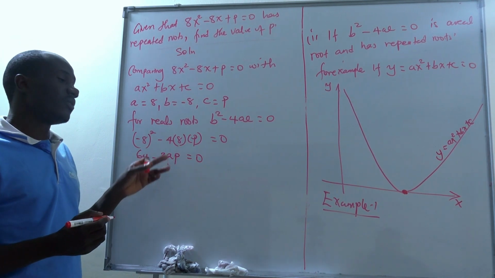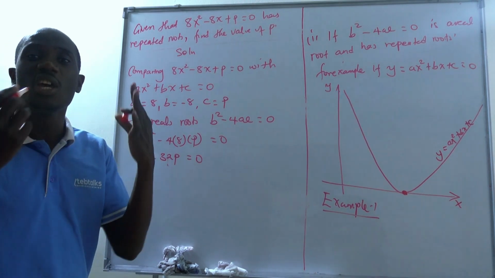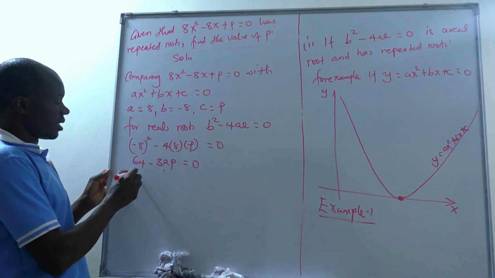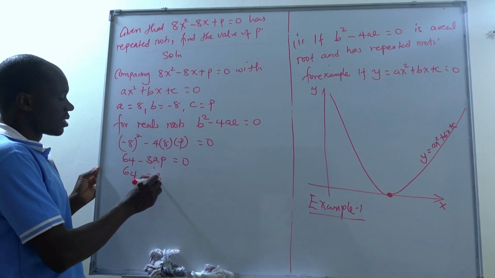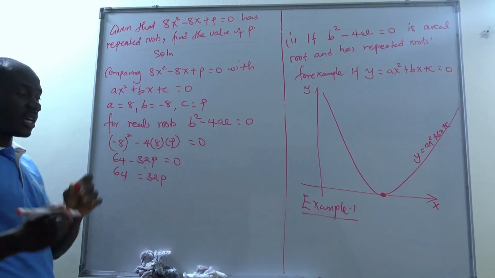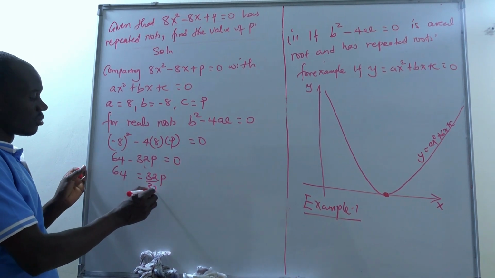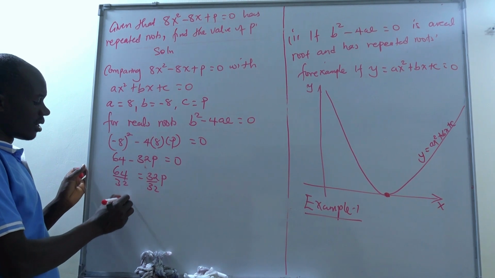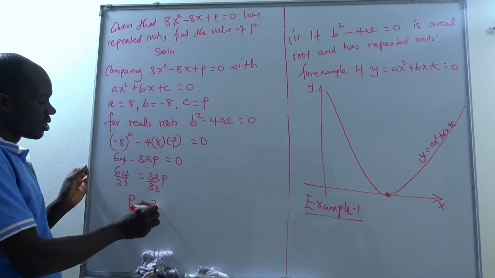This one is a negative; when it goes to that side, it becomes positive. What is happening? We get 64 equals 32p. On both sides, divide by 32. What is p? p equals 2.